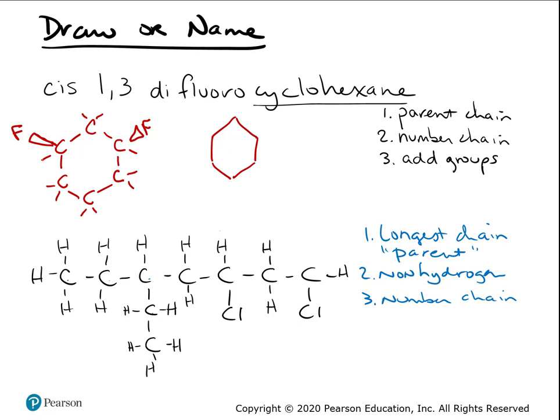And if I was going to draw it just as a skeletal structure, then I could have the wedge, wedge, wedge, or the dash, dash, dash, because that's the cis. Just make sure that whichever one you use, it's the same, okay? If they were trans, I'd have 1 wedge and 1 dash.